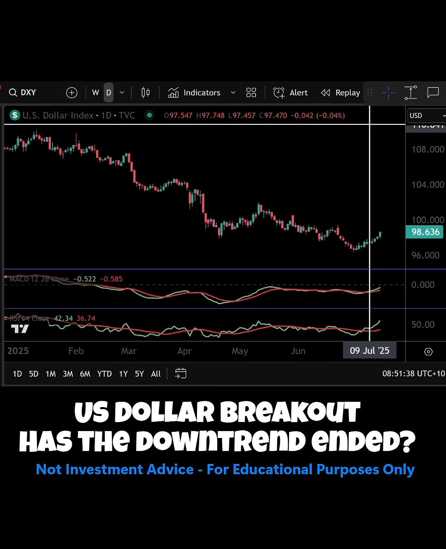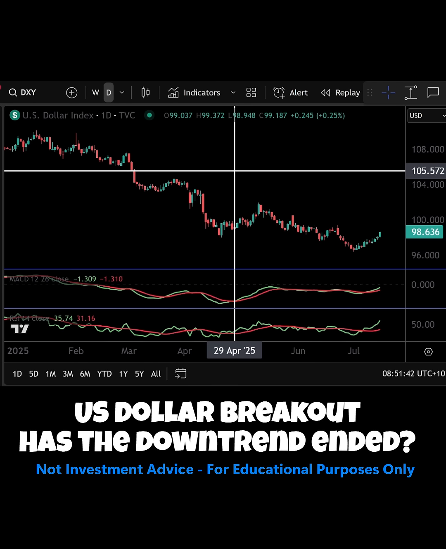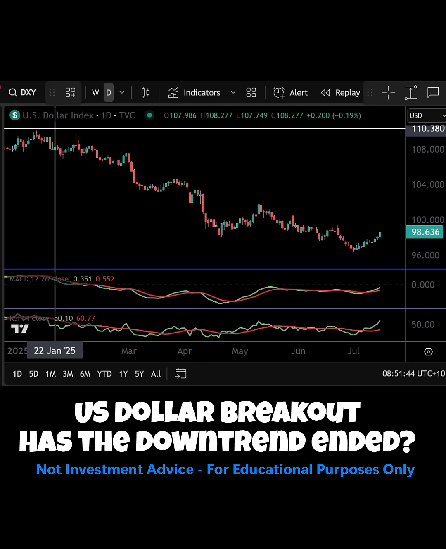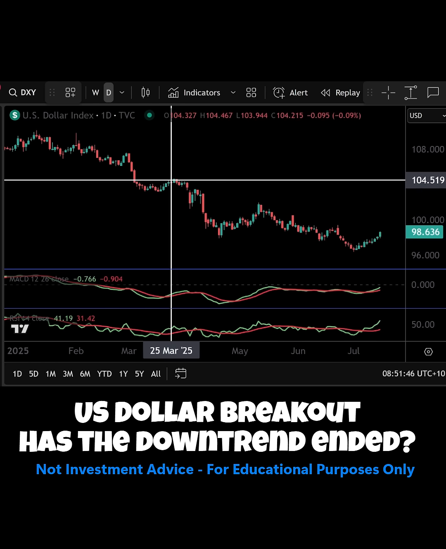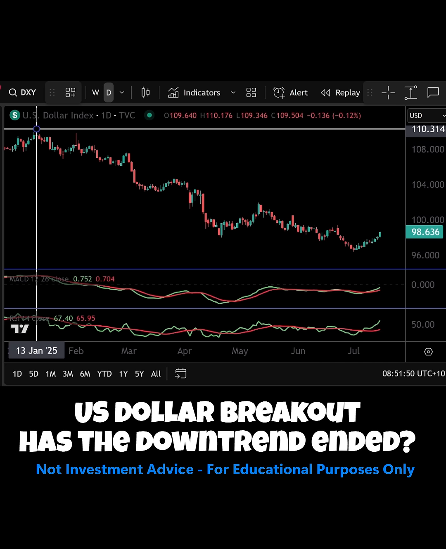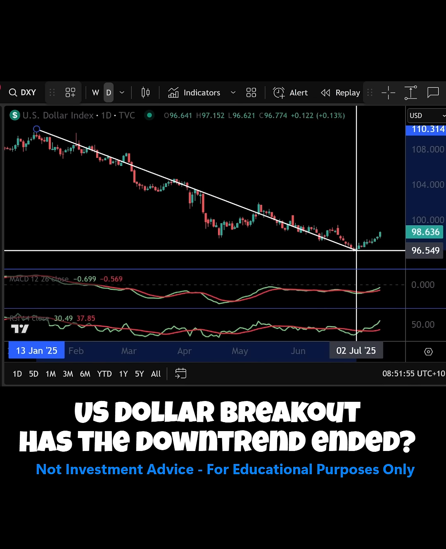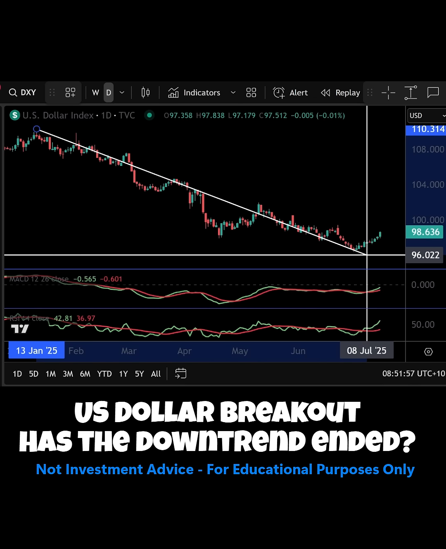We're seeing something I've been warning about for the last month or two. Everyone's calling for a US dollar collapse, and it looks like the US dollar is forming a bottom on the chart. Now, when I was initially drawing this downtrend in the US dollar, I was drawing it here and talking about this being a breakout, drawing the line roughly there.